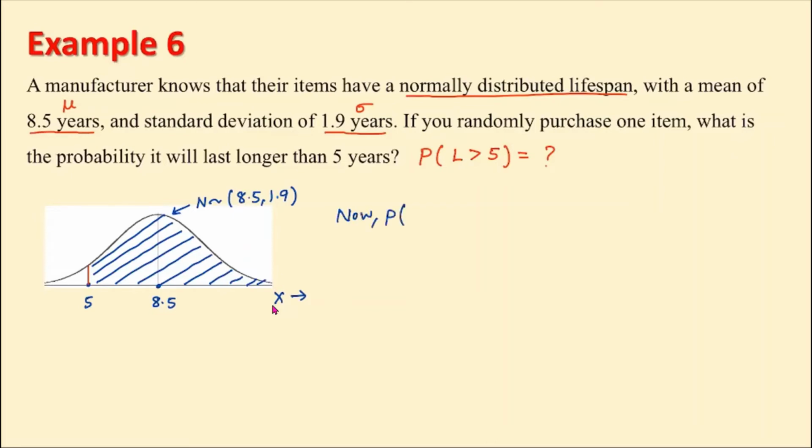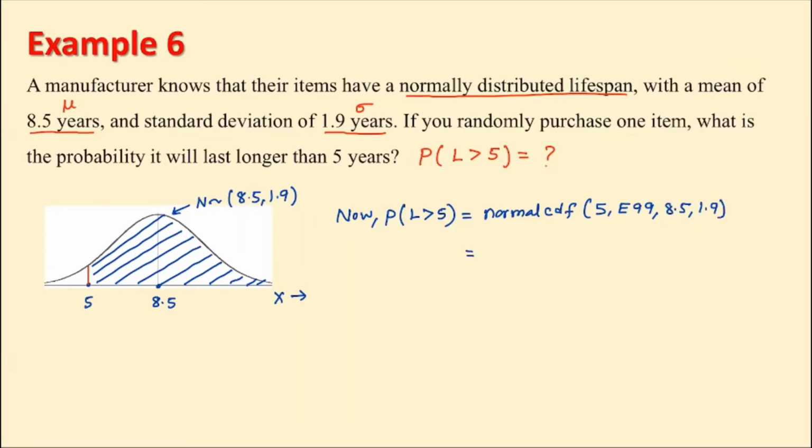Now the probability that the lifespan is greater than 5 is given by normal CDF, because this is the probability or area. Then we write the lower boundary for the area, which is 5. We go all the way up to infinity, so the upper boundary will be E99. That's how we write infinity in the calculator. The mean is 8.5 and the standard deviation is 1.9.